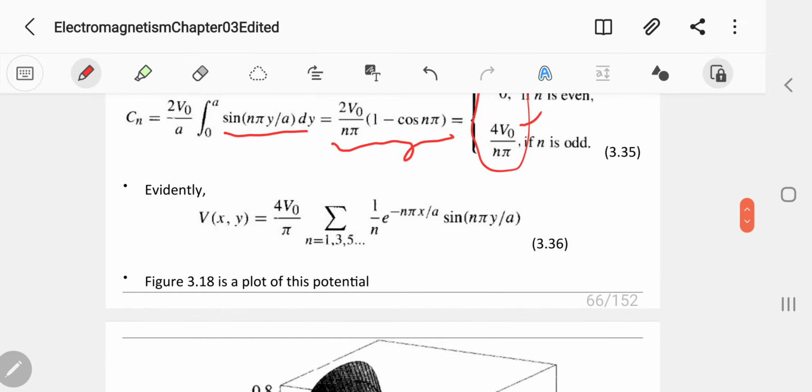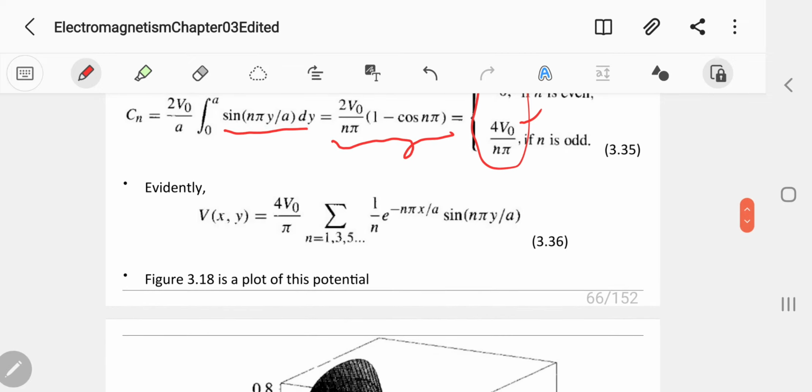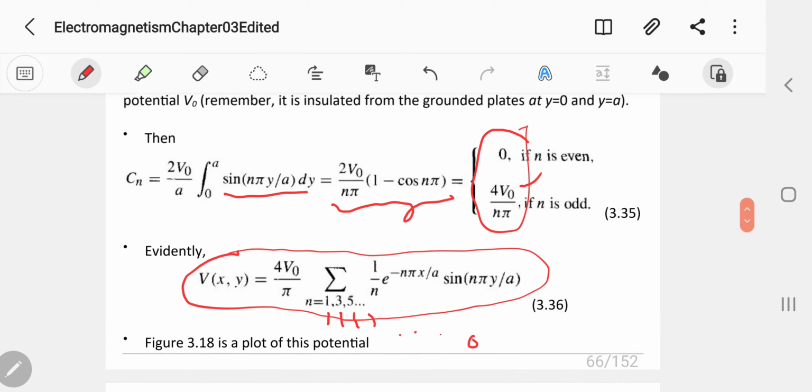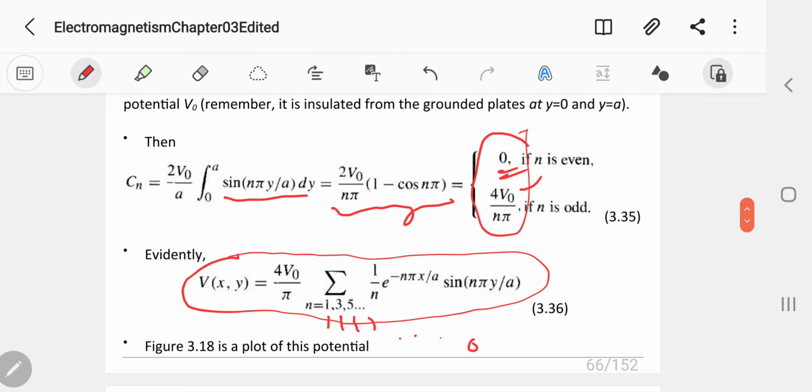And so finally, with Cn equal to that, we can have an expression of the V. This is kind of a long potential, but it's nice looking, and n here would have to be 1, 3, 5, 7, and so on, because the even terms would give you 0. So that's the potential that you can get.